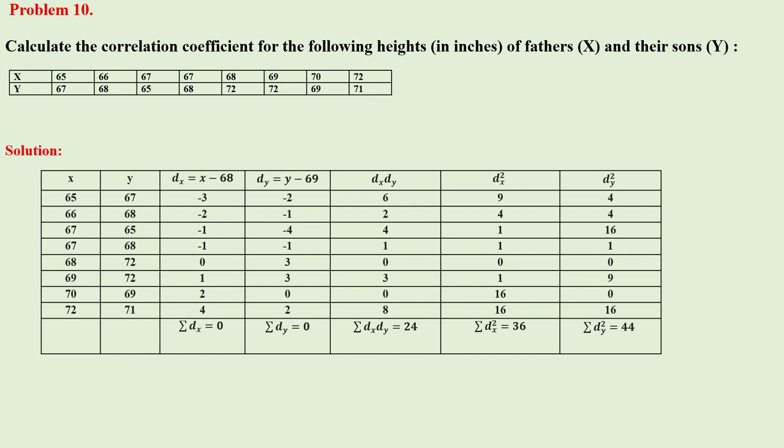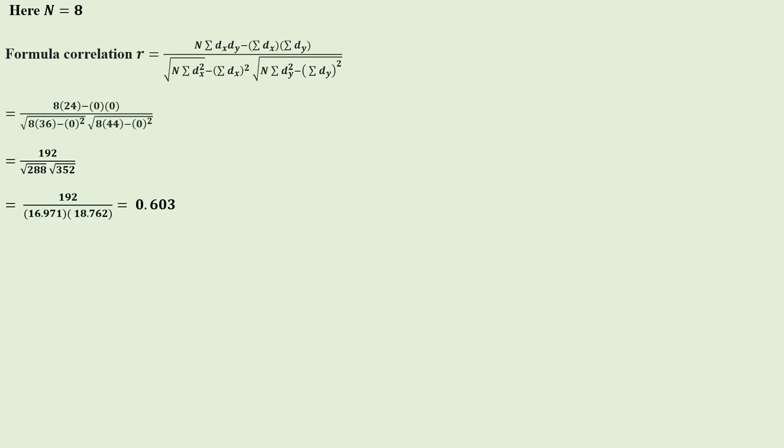Next, squaring the third column, that is dx square: minus 3 square, minus 2 square, minus 1 square, etc. Adding all those, summation dx square equal to 36. Similarly, the fourth column squared, that is dy square: minus 2 square, minus 1 square, minus 4 square, etc. Adding all those, you will get sigma dy square equal to 44. Here n is equal to 8. Writing the formula and substituting the values from the table, you will get 0.603, moderate positive.